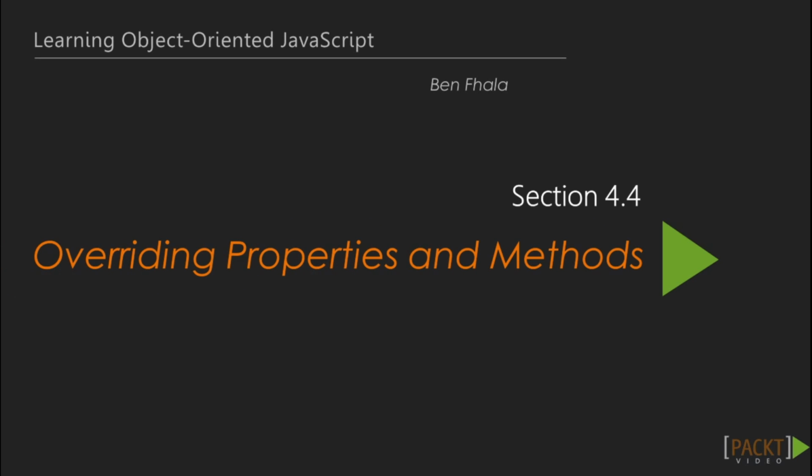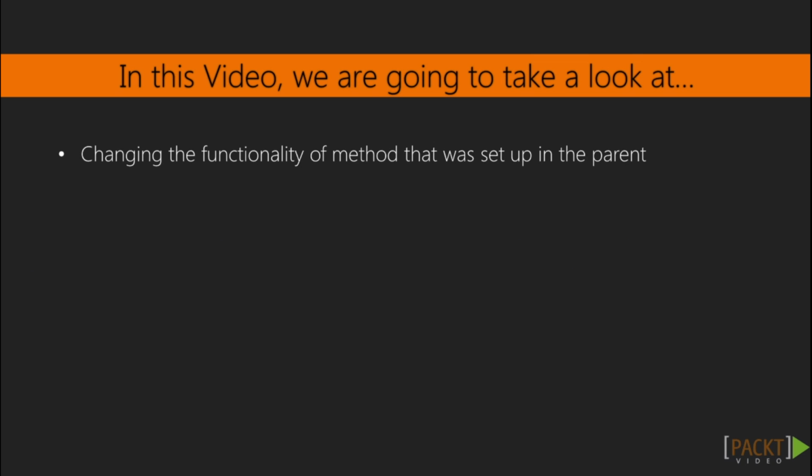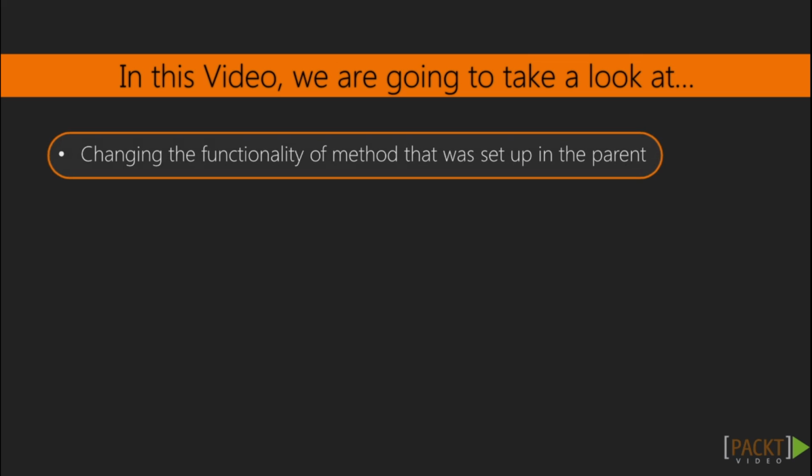In the last few lessons, we started working with inheritance. But one of the things that you're going to encounter very often is sometimes you are going to want to change the functionality of a method that was set up and configured in a previous object, in a parent. How do you do that? That is exactly the topic of this lesson.